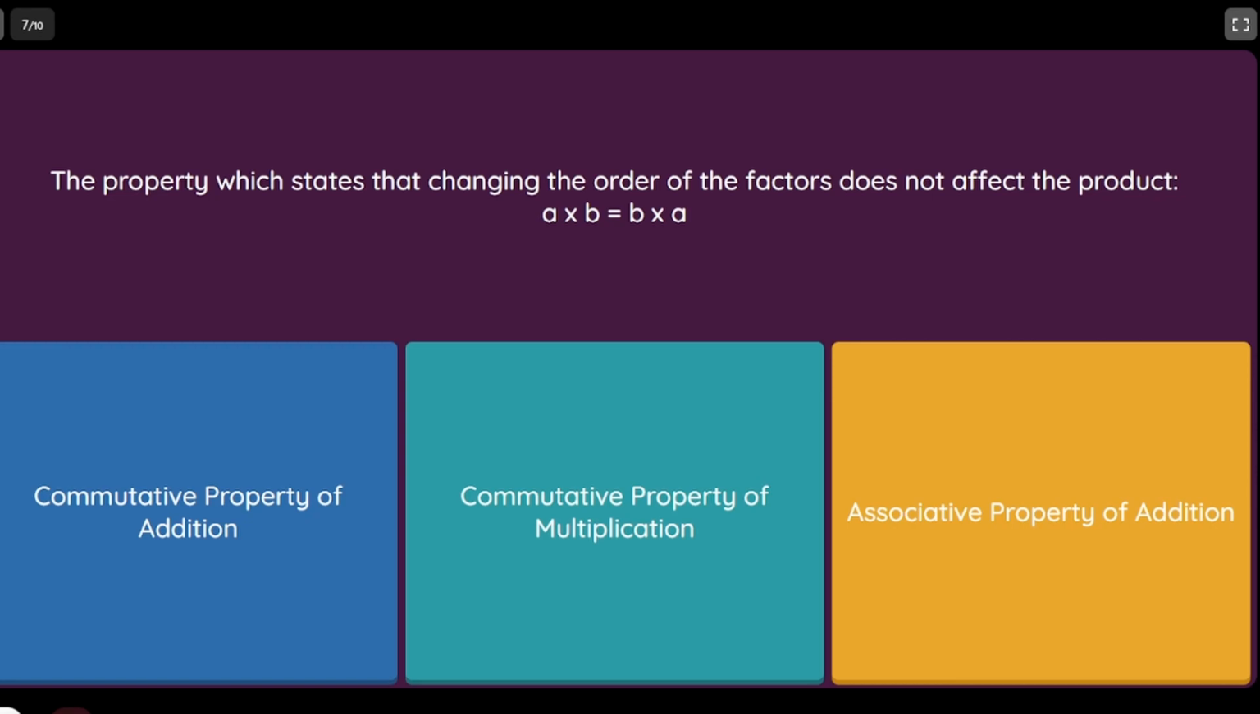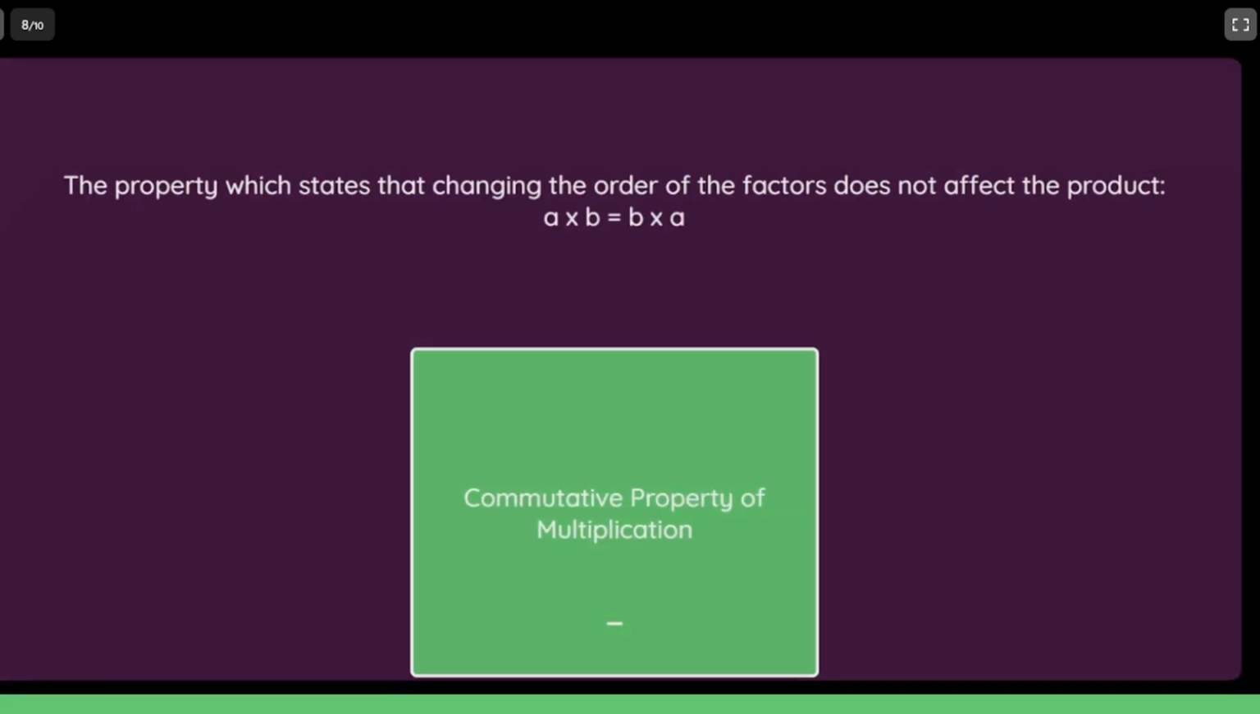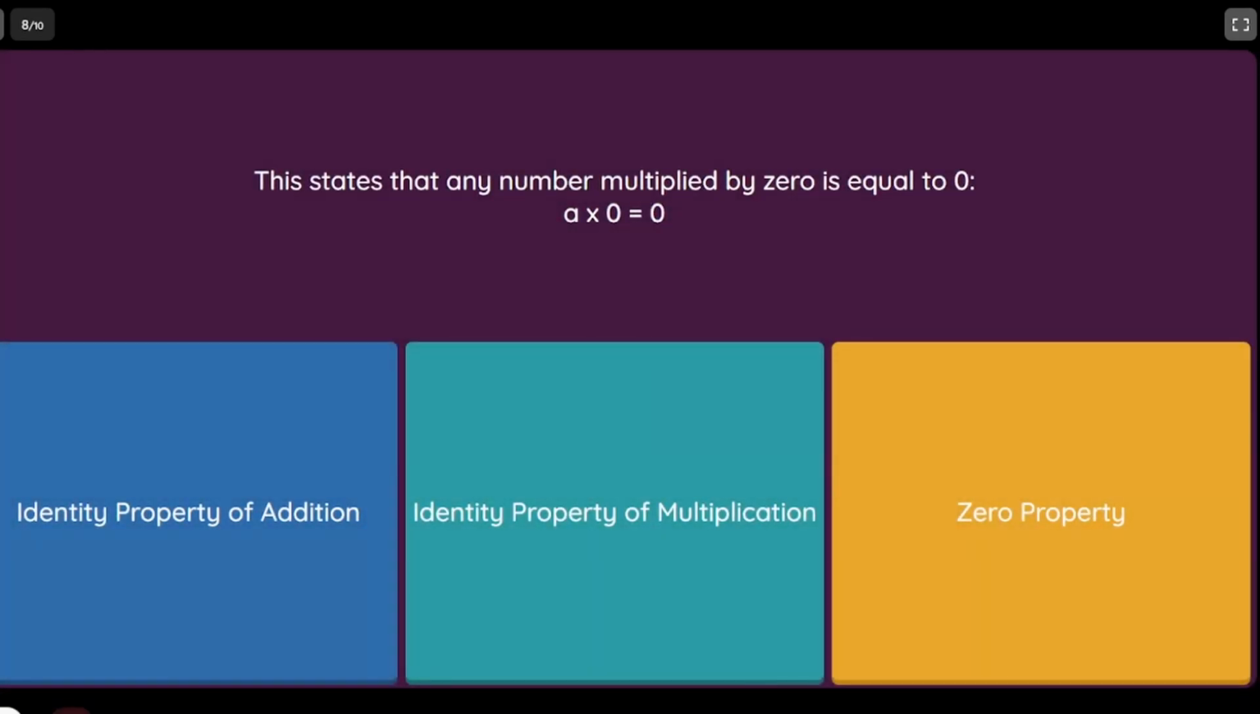Question number 7. The property which states that changing the order of the factors does not affect the product. A times b is the same as saying b times a. We're doing multiplication, and this is commutative property of multiplication. There you go.